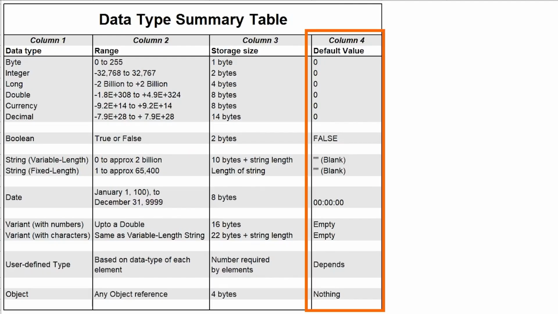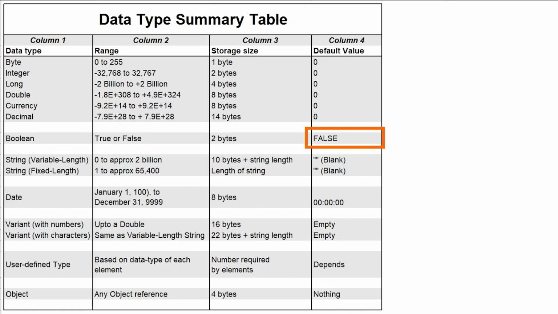Column 4 in the data type table shows the default value of each data type. Every numeric data type defaults to 0. The default value of a Boolean variable is False. A string defaults to a zero length or blank string. Variant variables default to Empty, and object variables default to Nothing. And on a side note, Empty, Nothing, and for that matter, Null all have different meanings. We will touch on this in the lesson on data types.